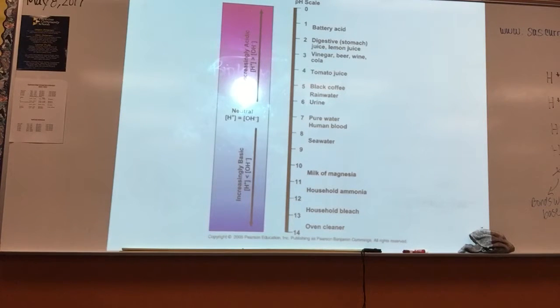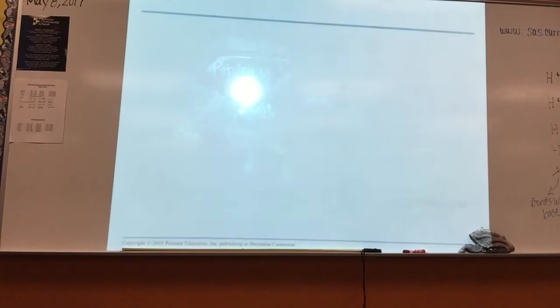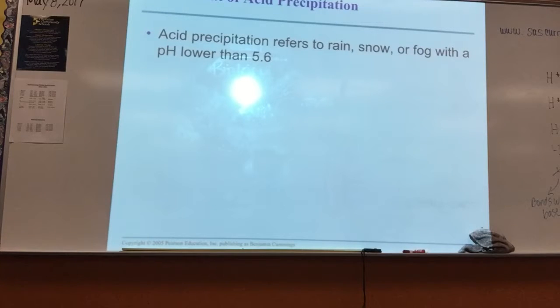And the reason why rainwater normally is acidic is that water in the atmosphere comes into contact with carbon dioxide. There's lots of carbon dioxide in the atmosphere. When water comes into contact with carbon dioxide, it can react and form carbonic acid, the same acid we just talked about that's in our blood. And so the rainwater that comes down naturally from the sky is slightly acidic because of the carbon dioxide in our atmosphere. That's why it's not considered acid precipitation until it gets lower than 5.6.